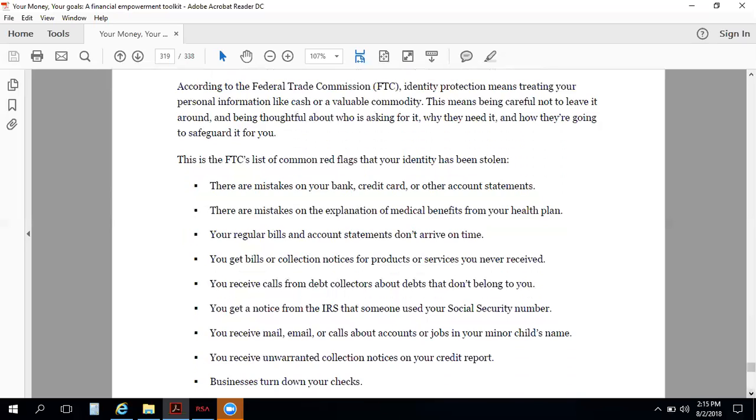This is according to the Federal Trade Commission, or the FTC. Identity protection means treating your personal information like cash or valuable commodities. So obviously somebody's not going to just walk down the street handing out cash to anybody who asks for it. The same should be said for their personal information. Don't leave it laying around, and be thoughtful about who's asking for it and why, and what they're going to do with it once they have it.